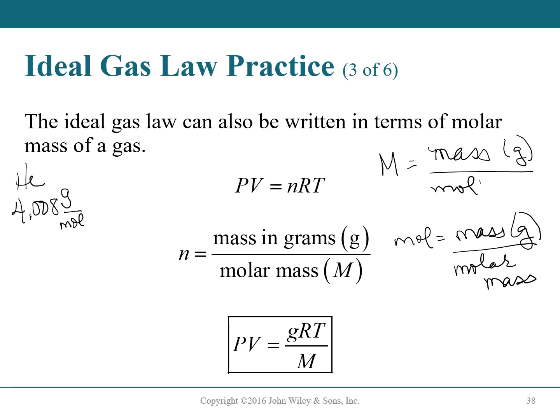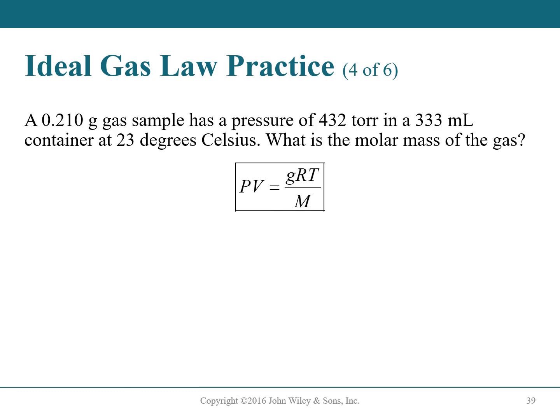Now, if that's the case, then we take this g, my grams, my mass, divided by the molar mass, and I put it in where n is. That's how we get this formula. We use this form to determine the molar mass of an unknown gas.